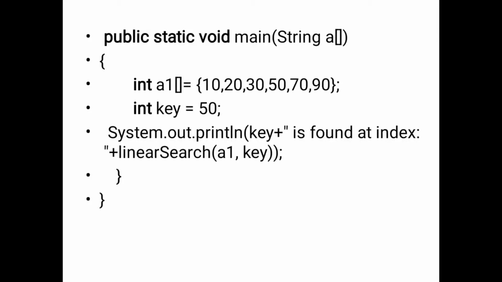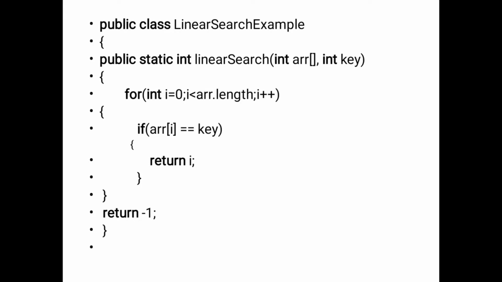5 is the index value. arr.length returns the value 5, so 0 less than 5, the condition is true. Then arr[0] is 10, which is compared with the key 50. They are not identical, so the condition is false. Next, the i value will be incremented from 0 to 1.